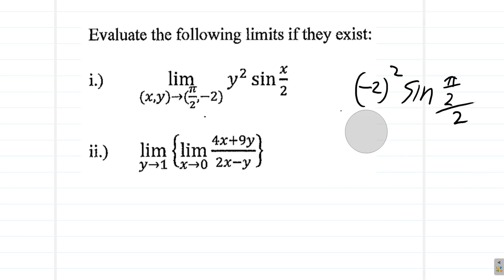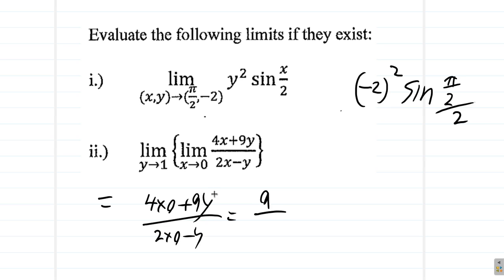I wonder if the next one will work out as nice and easy as the first one, just using substitution. Alright, let's see how this will go. I have a feeling it's going to be harder than the first one. Suppose we try substitution first. Make x equal 0. So you have 4 times 0 plus 9y over 2 times 0 minus y, which would be 9y over negative y.